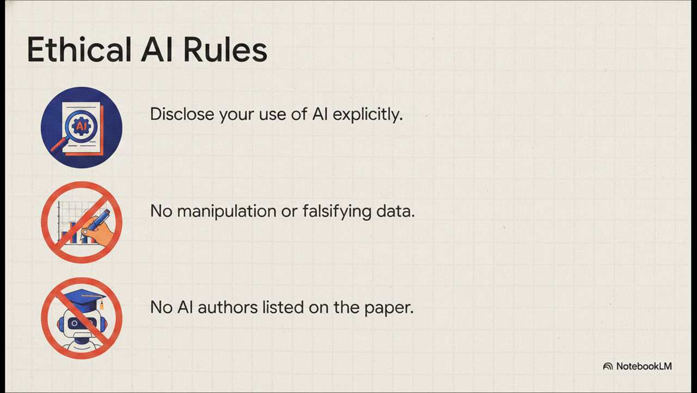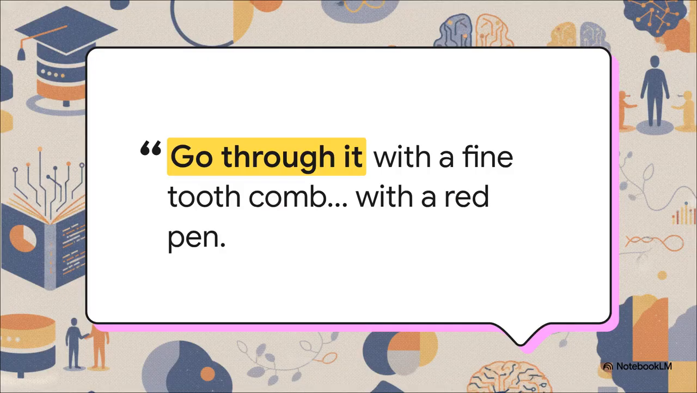Second, no manipulation. You cannot use AI to alter or falsify original research data just because you want a specific data point to look a little better. And third, no AI authors. Large language models simply do not satisfy the criteria for authorship. And because AI can't be an author, that means you remain entirely responsible for the facts.